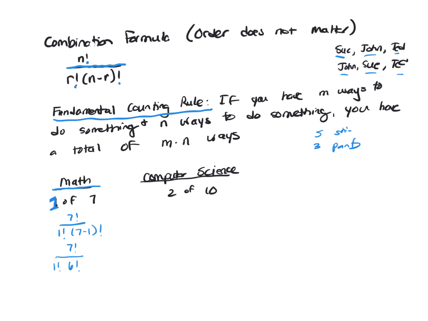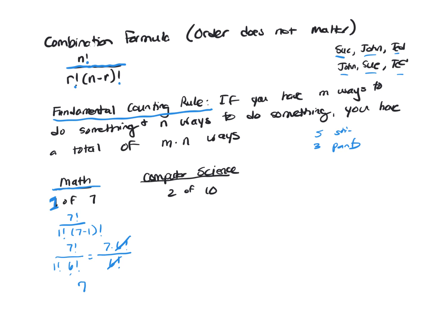Now 7 factorial just means 7 times 6 times 5 times 4 times 3, but I'm going to write it out as 7 times 6 factorial. That 6 factorial is 6, 5, 4, 3, 2, 1, all multiplied together. Now 1 factorial is just 1, so I'm not going to write that down. And 6 factorial, I'm going to leave it like that, and then you can just cancel. So you've got 7 ways you can choose 1 person out of 7. And I think that makes sense. You got 7 possibilities.